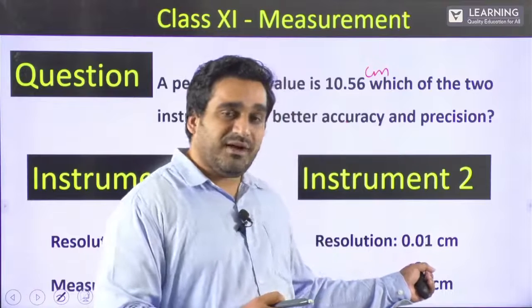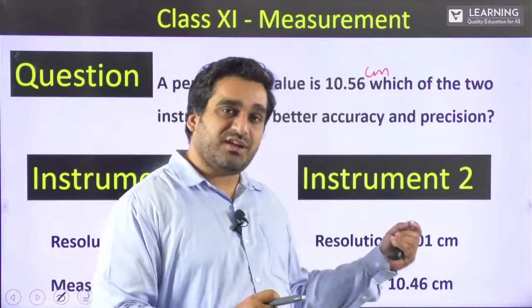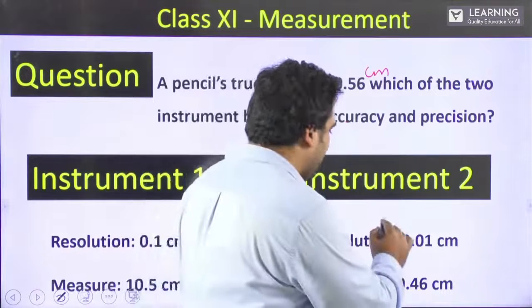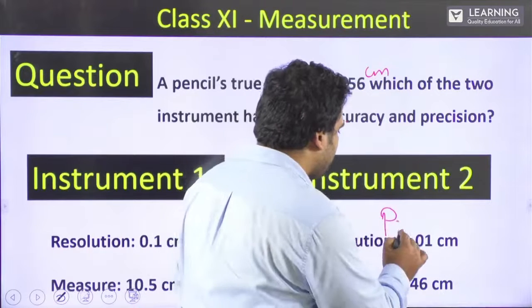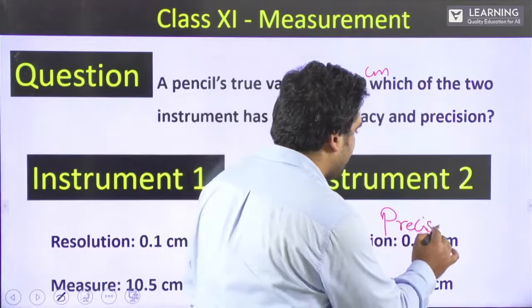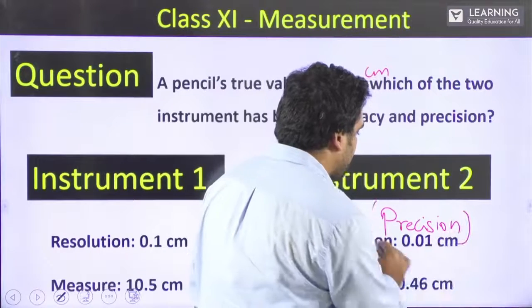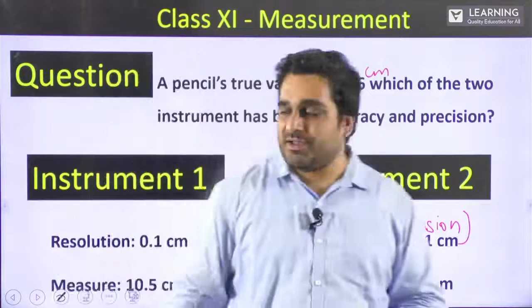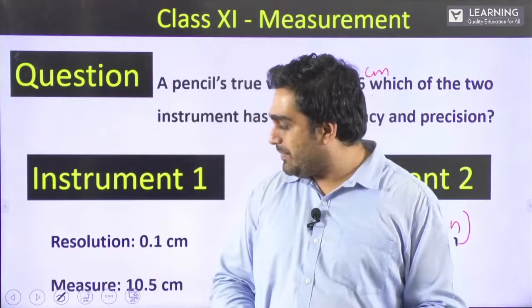Precision is far better in this case because you can make a better measurement using this instrument. Therefore, precision is better in case of instrument 2 compared to instrument 1.